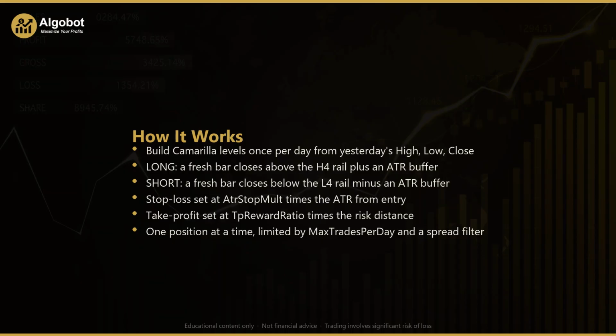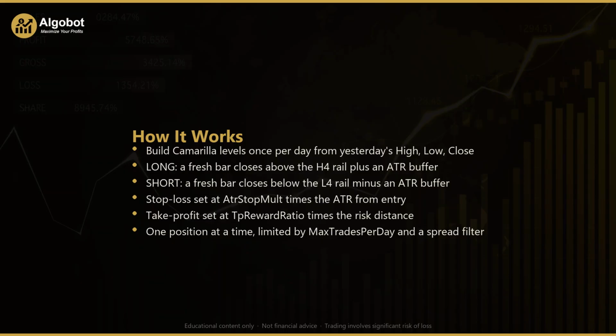First, it measures the prior day's range, which is simply the high minus the low. The H4 rail sits above the previous close by that range multiplied by 1.1 divided by 2. The L4 rail sits the same distance below the close. The inner H3 and L3 levels use the same range multiplied by 1.1 divided by 4, so they sit closer to the close. And the central pivot is just the average of the high, low, and close.